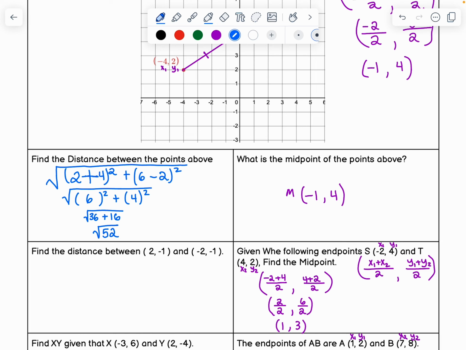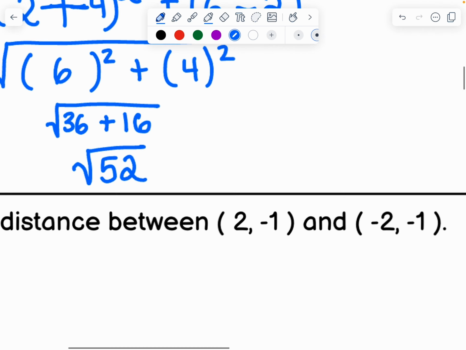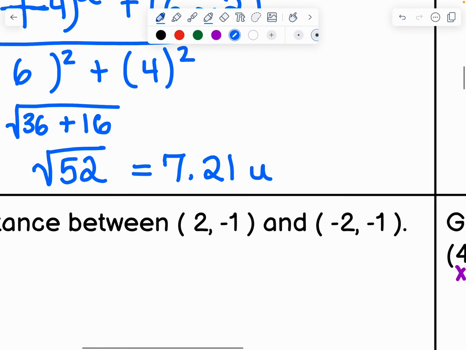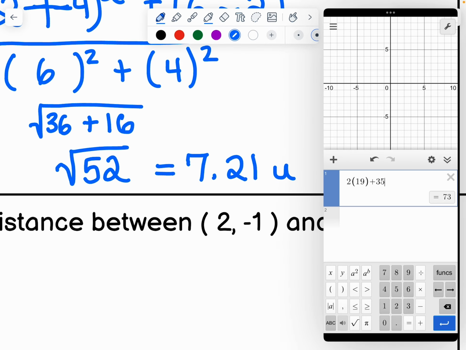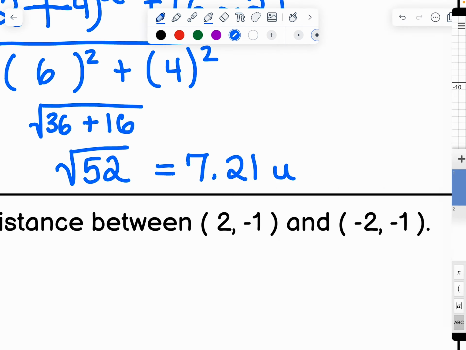When we put the square root of 52 in our calculator, we're going to get a decimal, and we're going to round that decimal to 2 decimal places. So the square root of 52 is 7.21 units. And I will show you that in the calculator right here. Square root of 52 is 7.21 units.